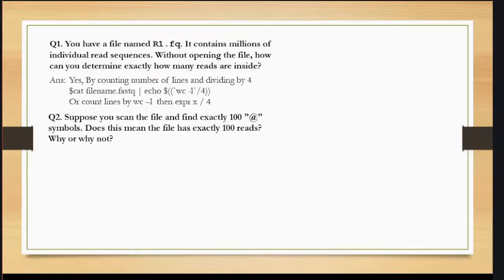Then the second question: suppose you scan the file and find exactly 100 at-the-rate symbols. Does this mean the file has exactly 100 reads? Why or why not? Suppose you scan the file and find exactly 100 at-the-rate symbols. Does this mean the file has exactly 100 reads? No. Very good, Dimple, Shivangi, Soumya, Krishnaveni. Correct. Of course, it doesn't mean that there are 100 reads.